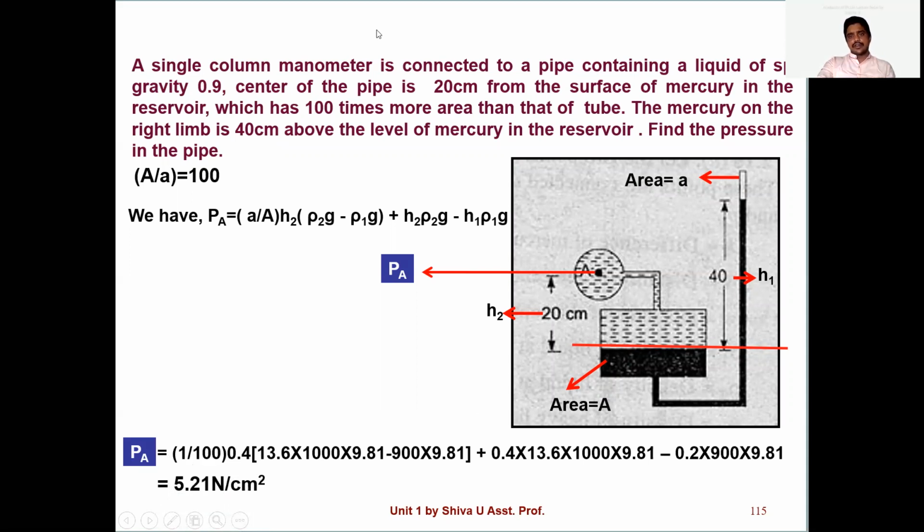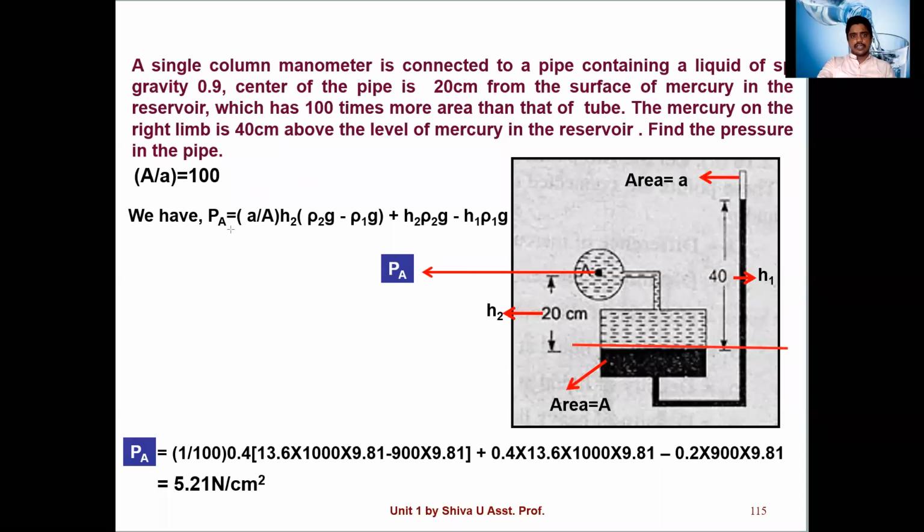Now, if you are still not clear about what exactly we understood, let us spotlight on this one. The pressure available here is PA, and a by A is actually delta H here in this one, right? So delta H by H2 is equal to a by A. So from that formula, we have obtained this one.